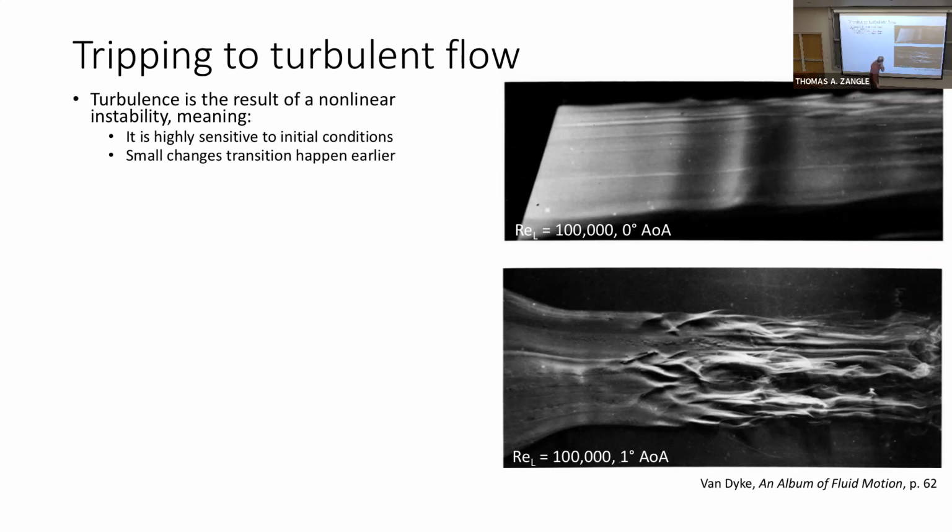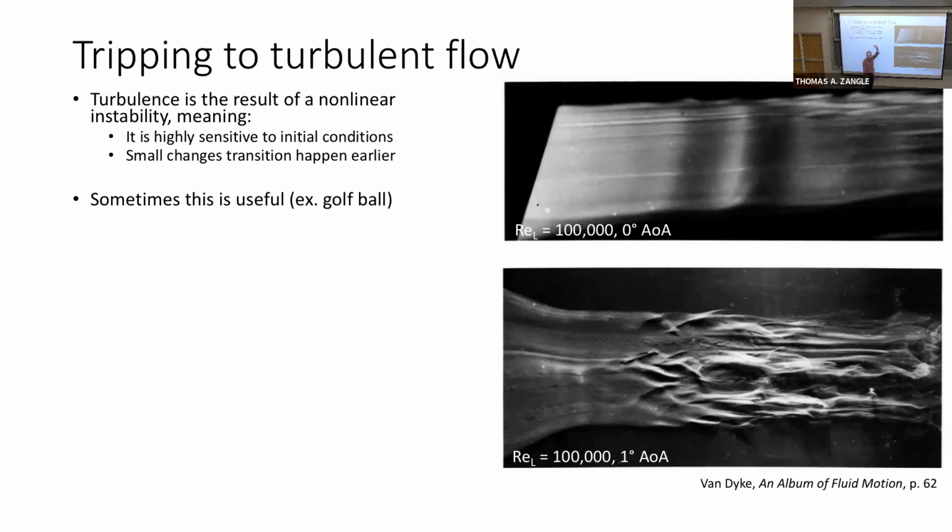But here we can see that this plate is now adjusted to an angle of attack of 1 degree. Very, very small amount. And at the same Reynolds number based on length, we can see a fully turbulent flow by the time we get to the end of the plate. So very, very small changes in initial condition can give rise to an earlier onset of turbulence. Sometimes this is actually going to be useful, and we'll look at some videos illustrating this, but first we have to understand some more concepts.